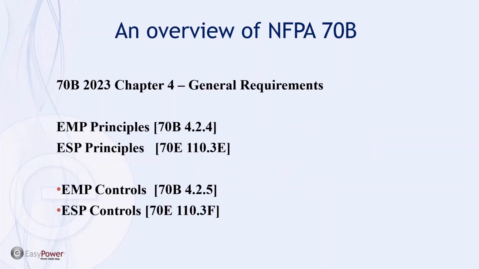So the crossover between, we see, 70B and 70E is pretty extensive. Both of those plans, an electrical maintenance plan and an electrical safety plan, will cross over into both having required principles of the plan itself and again, controls of the plan as referenced within each one of those.